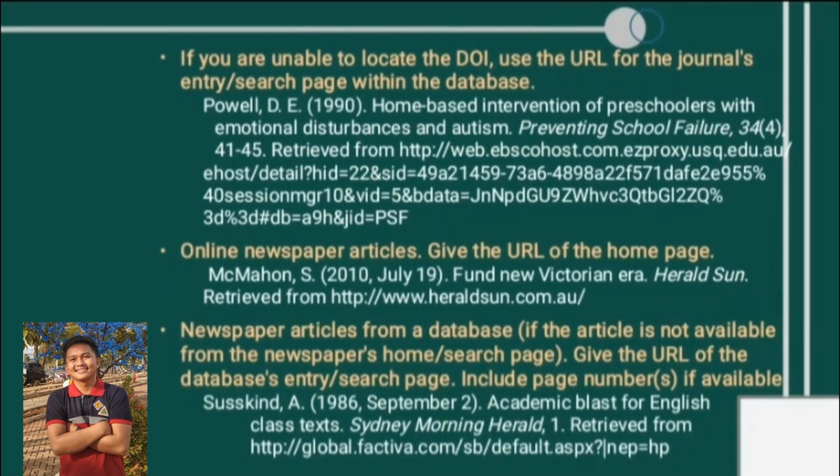In newspaper articles from a database, if the article is not available from the newspaper home search page, give the URL of the database entry search page and include the page number if available. So kung ang newspaper na to isikan sa academic research database, provide the title of the newspaper and any volume, issue, or page numbers that are available for the article, and do not include database information in the reference. If the article does not have a volume, issue, or page number available, then the reference in this case ends with the title of the newspaper.